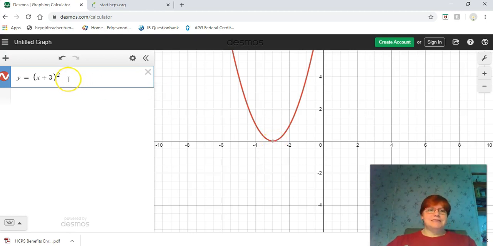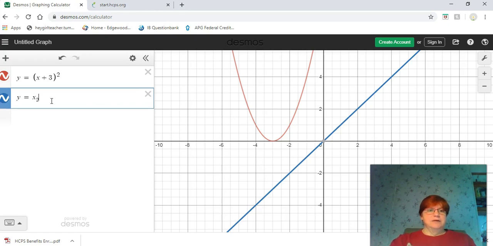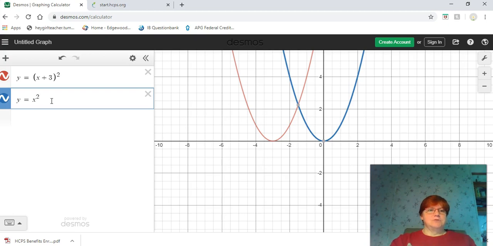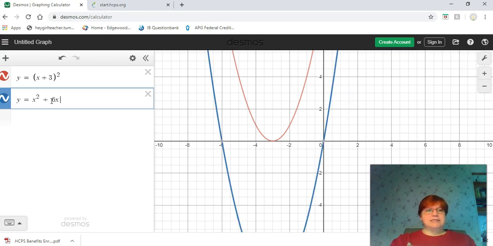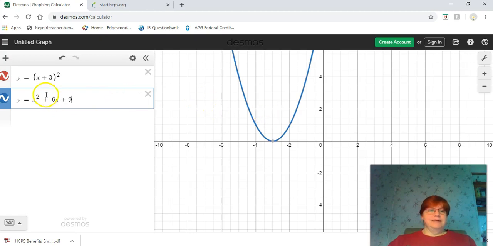But this expression, if I FOILed it, if I multiplied it out, y equals x squared plus 6x plus 9. So they're the same. If I had graphed this, it would look like there's only one solution, right? But there's actually 2 solutions here. Why? Because the factors of this are (x + 3) squared.